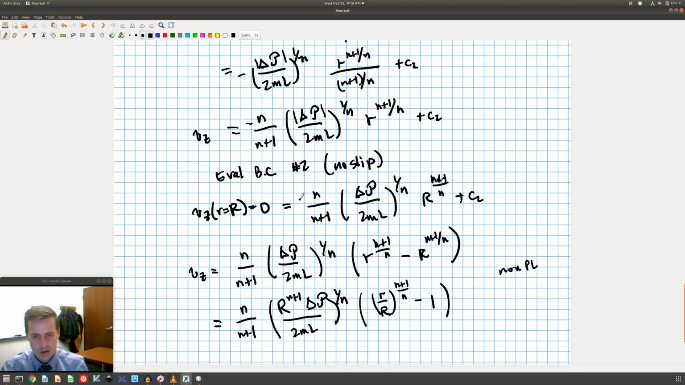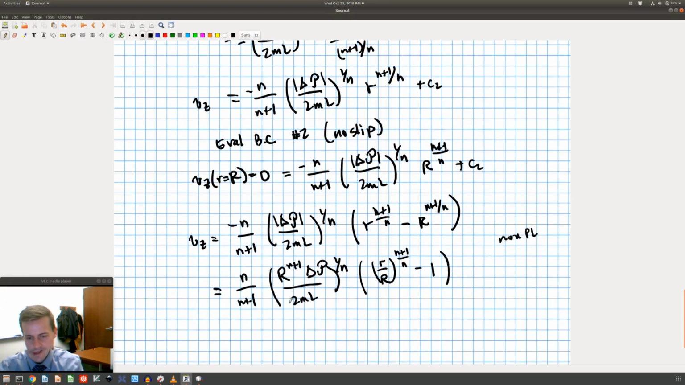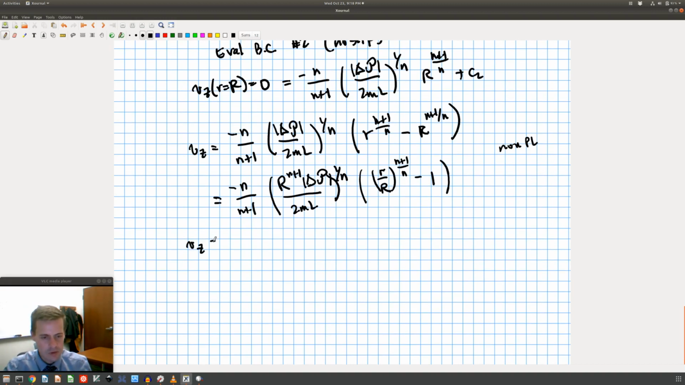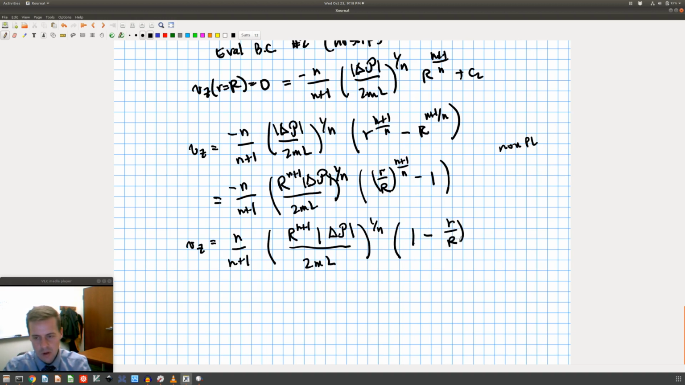Okay, now I get down to here. I'm still missing my minus sign and absolute value, and one more minus sign and absolute value. Now let me pull this minus sign in here, and it'll make it look like our other one that we had before. So Vz is equal to n over n plus 1, R to the n plus 1, absolute value of dynamic delta P divided by 2ml to the 1 over n. And now I have 1 minus r over big R to the n plus 1 over n.